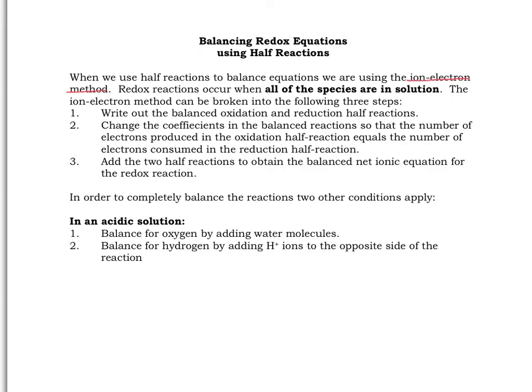So we'll write out balanced oxidation and reduction half reactions. We'll then balance them so that the number of electrons produced is equal to the number of electrons consumed in the process. And then we'll add the two half reactions in a method similar to Hess's law so that we have a balanced net ionic equation for the redox reaction. So this is going to give us a reaction that is balanced for electrons, but may not be balanced for the other species in the reaction.